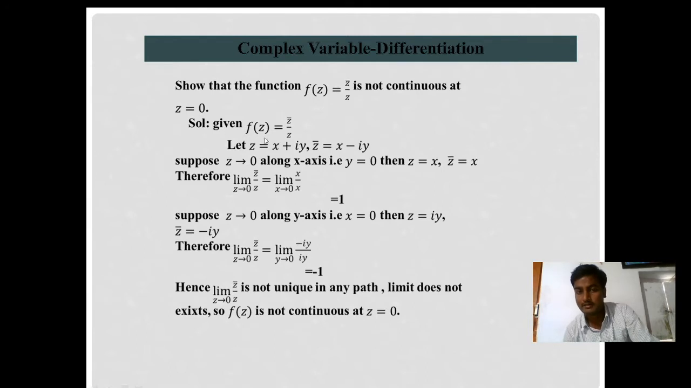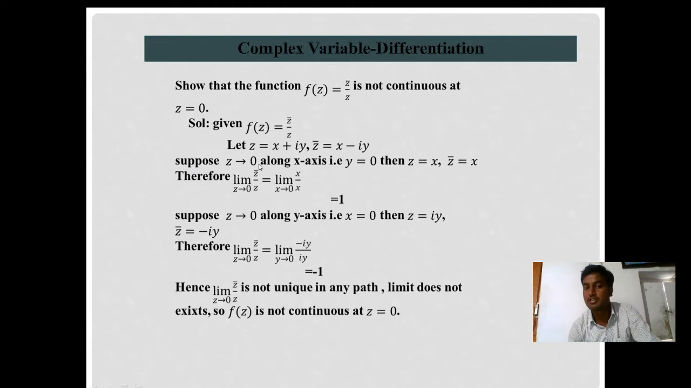Similarly, we have an example. Show that the function f of z is z bar by z is not continuous at z equal to 0. See, first you have to check whether the limit exists or not, right? For that, z is nothing but x plus iy, so z conjugate is nothing but x minus iy. So f of z becomes x minus iy divided by x plus iy. See, we have to take along paths.